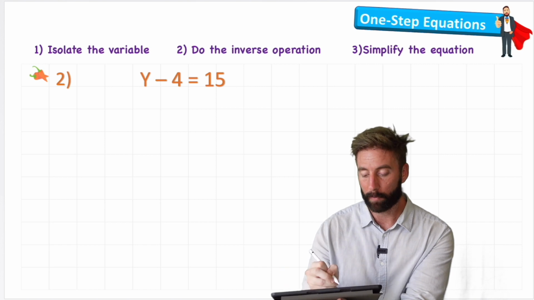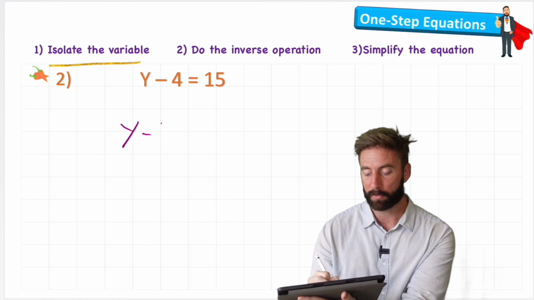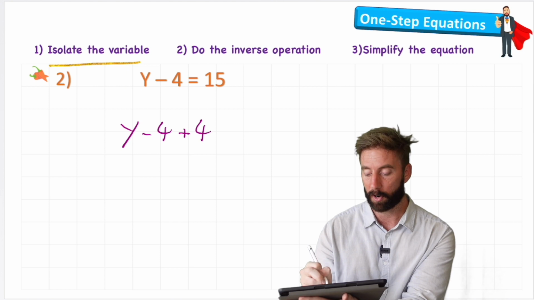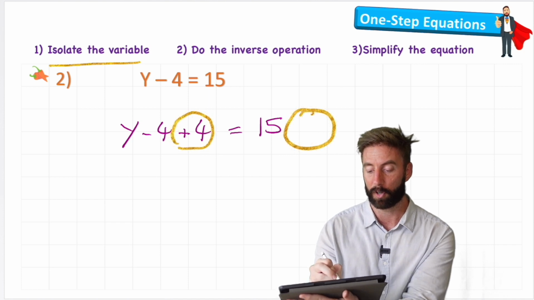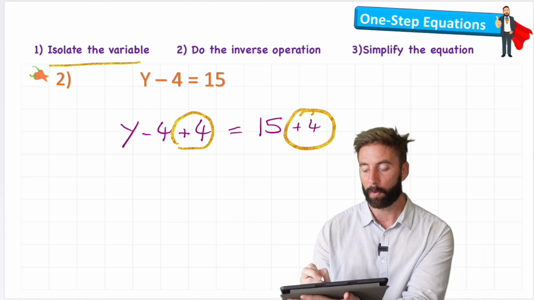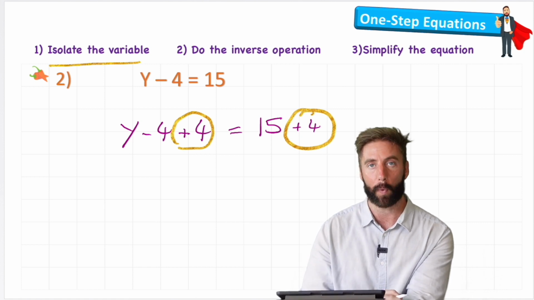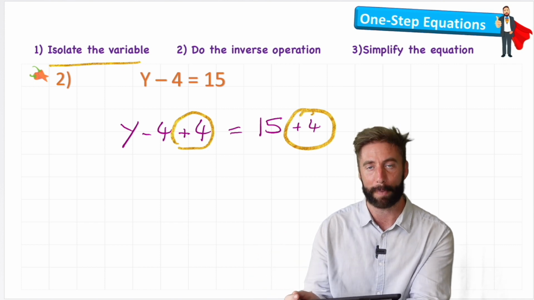So again, all I'm going to do is isolate the variable first of all. So I'm going to have y minus 4 plus 4, we'll get that down to a 0, equals 15. But remember, I've just added this plus 4, so I must add a plus 4 on the other side as well. So 15 plus 4. That way I'm keeping my equation balanced. That's all we've got to think about, making sure that our equation is always balanced.